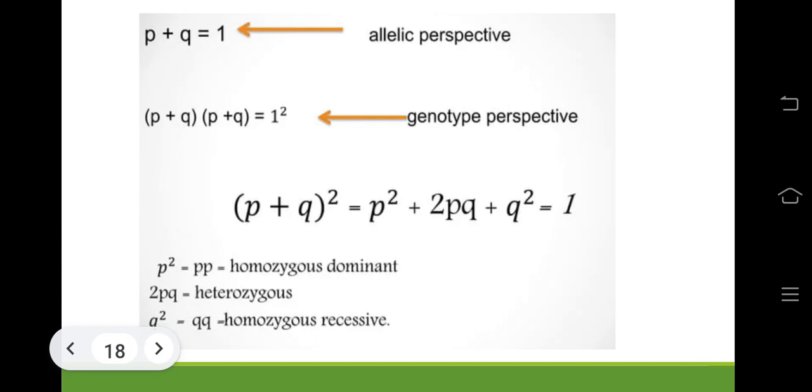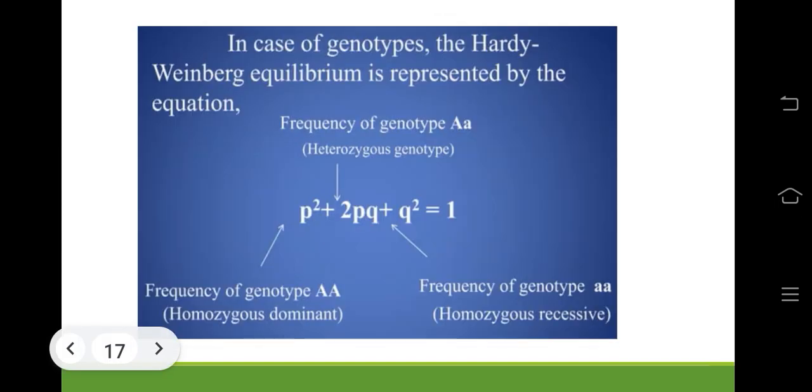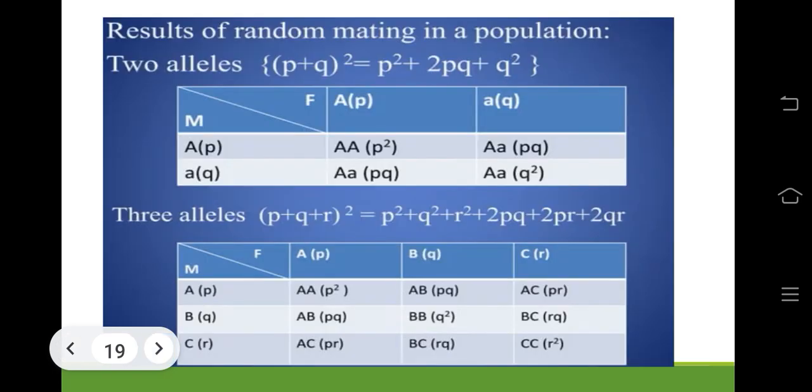So (p plus q) whole square equals p square plus 2pq plus q square equals 1. p square is PP, homozygous dominant. 2pq, heterozygous. q square, QQ, homozygous recessive. So remember this one: p square plus 2pq plus q square equals 1. Then for the results of random mating in a population where three alleles are given, (p plus q plus r) whole square equals p square plus q square plus r square plus 2pq plus 2pr plus 2qr.